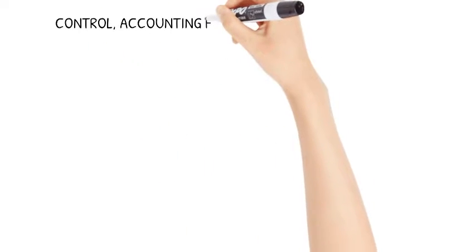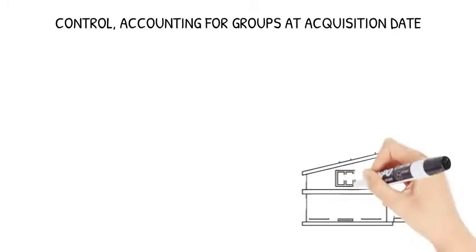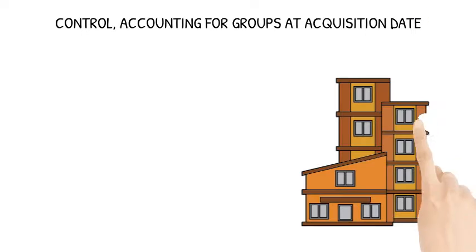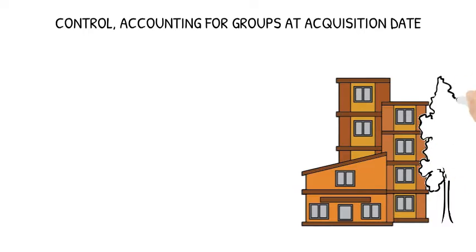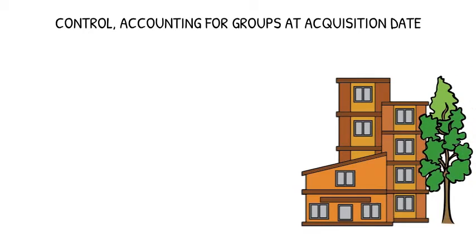Welcome to Topic 7, Consolidations Part 1. Consolidations is about accounting for more than one entity. We will learn about parent and subsidiary entities.